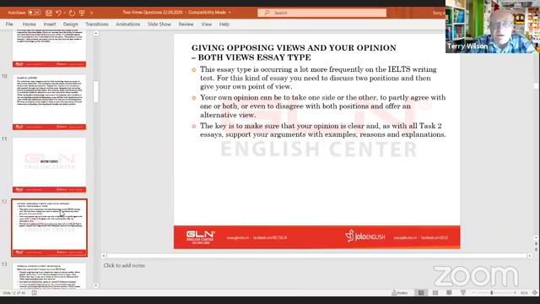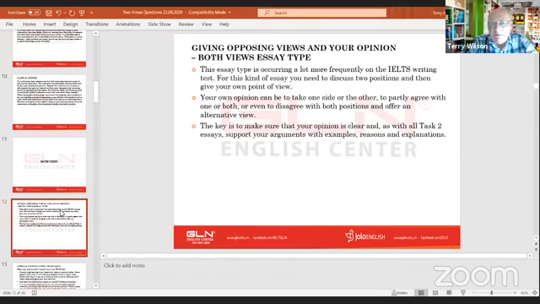So let's look at the introduction to this. Given opposing views and your opinion, both views essay type. So this essay type, as I've mentioned before, is occurring a lot more frequently on the IELTS writing test. And for this kind of essay, you need to discuss two positions and then give your own point of view.